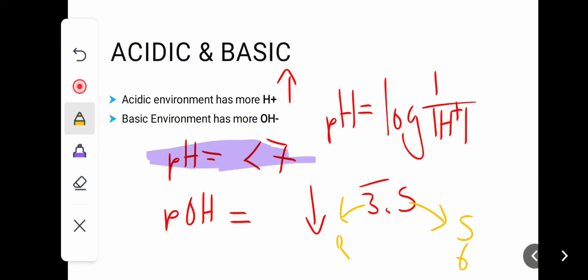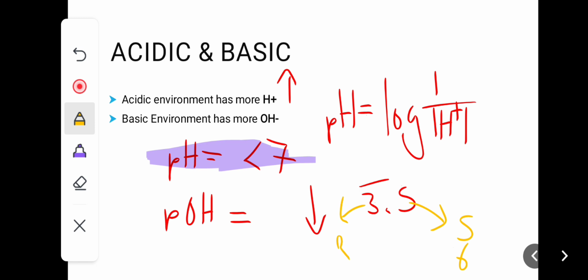So if you have plenty of hydrogen ions, then you're going to have a low pH, and a low pH indicates acidity. And the opposite is true, where for the opposite we're focusing more on the hydroxide ions.